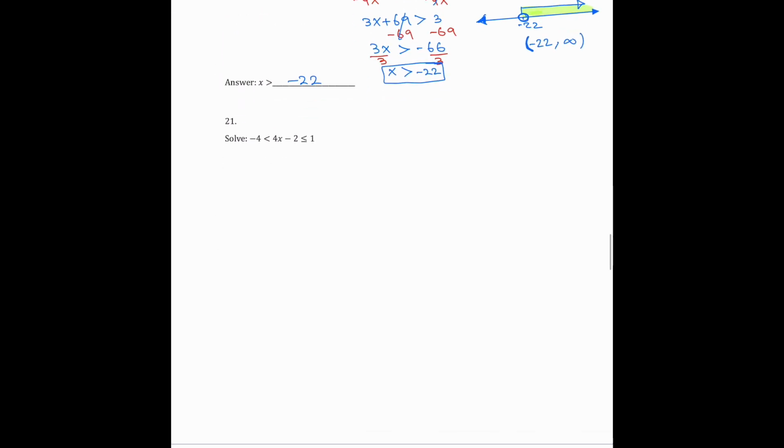Now the next one, number 21, we have a two-sided inequality, which means we can work on all of the sides of the inequality at the same time. So the first step is to add 2 to all of the sides of the inequality.